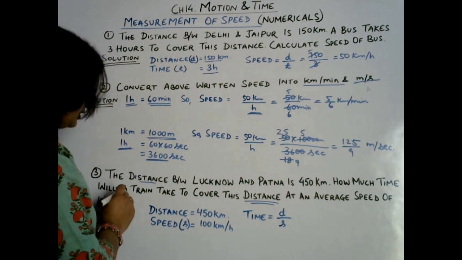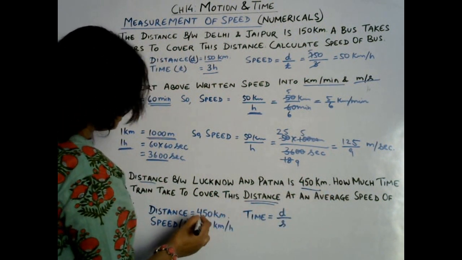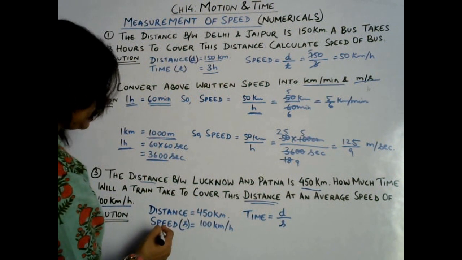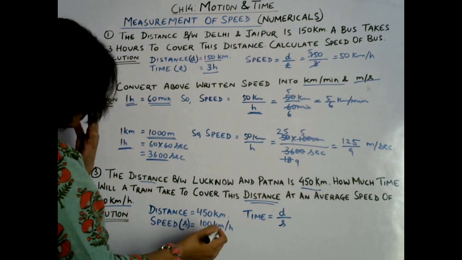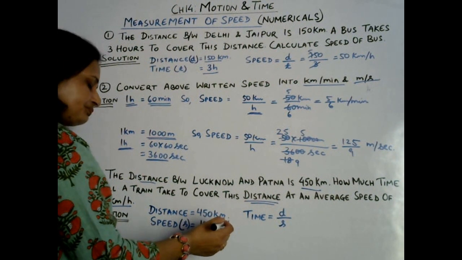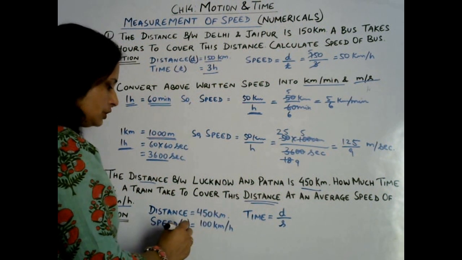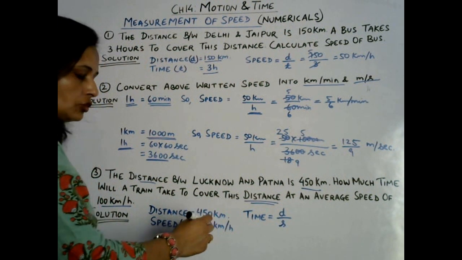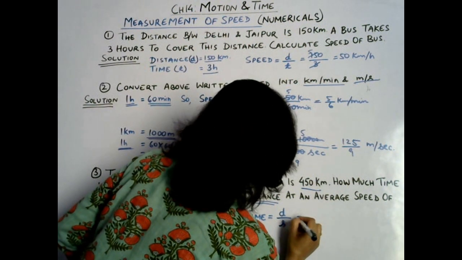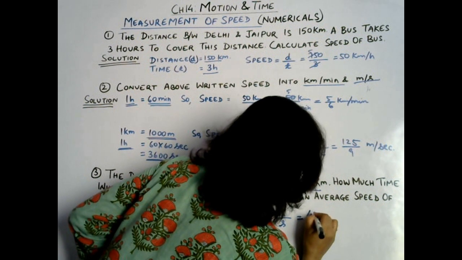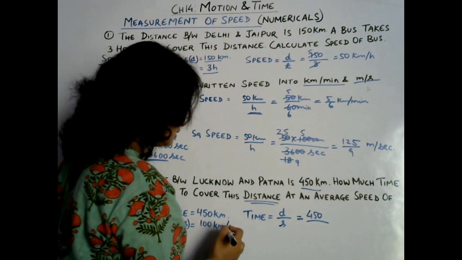Okay. Now the next question. In this question the distance is given, it is 450 km, and the speed is given, it is 100 km per hour. What do we have to find out? Time. So how much time will it take to cover the distance of 450 km at a speed of 100 km per hour? So let us put the value of distance. It is 450. Then what is here? Speed, 100.